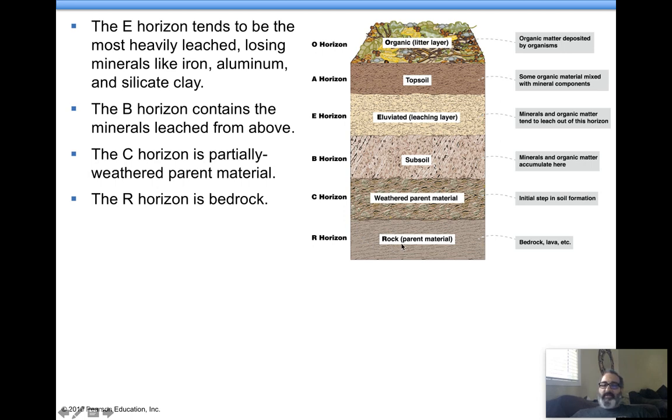Our C horizon is these pieces broken down, smaller pieces. Our subsoil is minerals and organic matter that are building up there. E layer, our leaching layer, where it's removing a lot of the minerals that are important. Our topsoil is our nutritious layer. And finally, our organic layer at the very top, things that are decomposing.